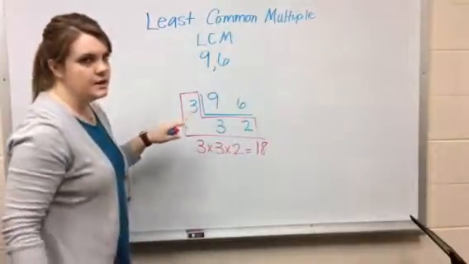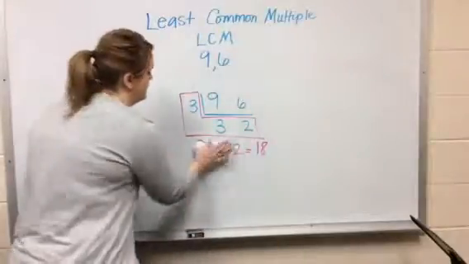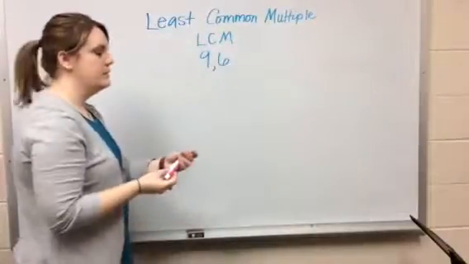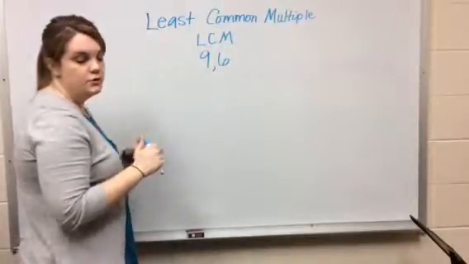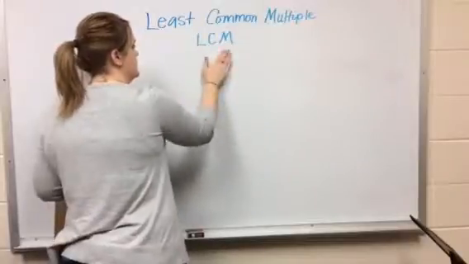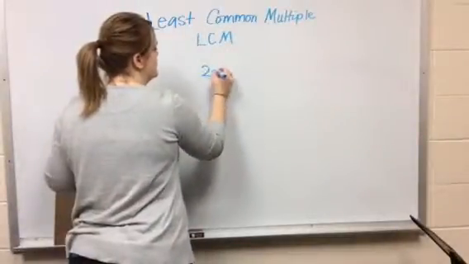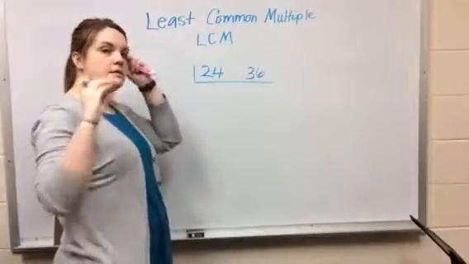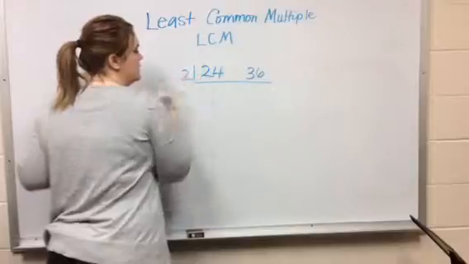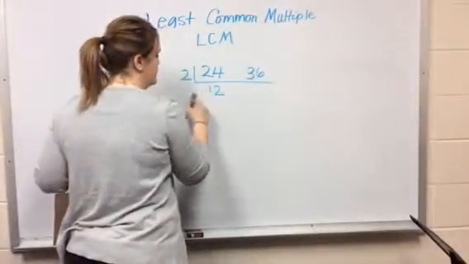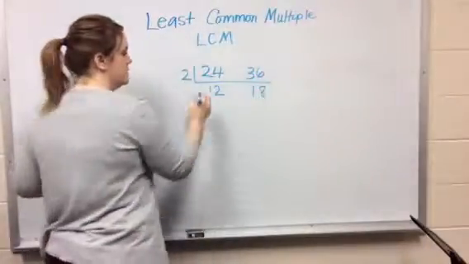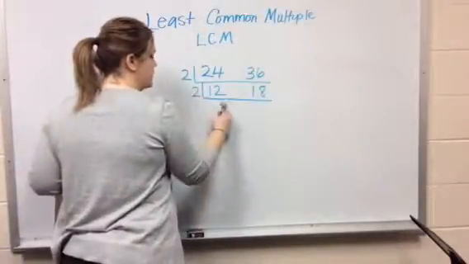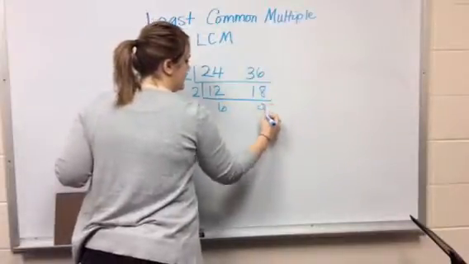I'm going to show you another one like this because it's not always that you'll only have one layer here. Let's say that I want the least common multiple of 24 and 36. Okay, so I'm going to write my numbers side by side, draw my L underneath, and I'm going to think, what is the smallest prime number that I can take out of both of those? So the smallest prime number is 2. So 2 goes into 24 12 times, and 2 goes into 36 18 times. Well, draw another L, and think, what's the smallest prime number that I can take out of both of those? It's a 2. 2 goes into 12 6 times, 2 goes into 18 9 times.